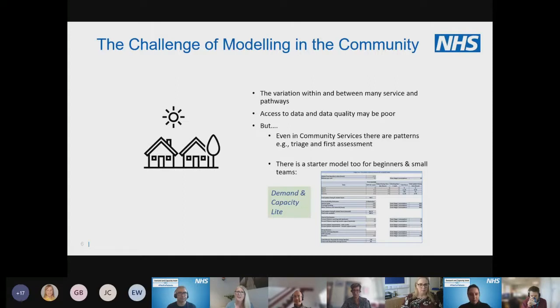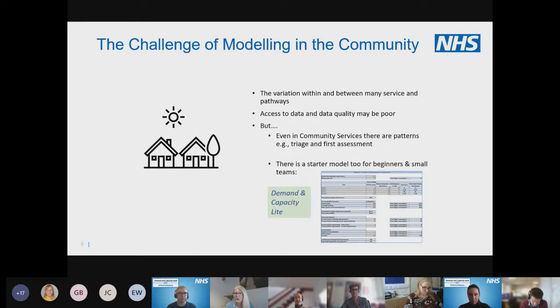So a little bit about the challenge of modelling in the community. As a community nurse, I've worked in the community for 20 years. Demand and capacity modelling was not something that we ever did in my clinical time. We knew what sort of time we needed for patients within our diaries, but it was a little bit ad hoc and sometimes quite worrying when we had really high demand and had to fit people in where we could. Of course that sometimes creates a wait for some patients as well.